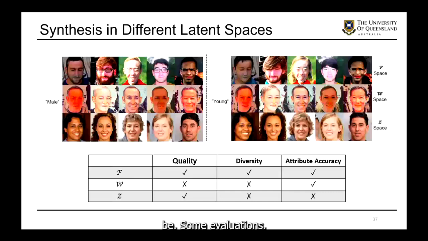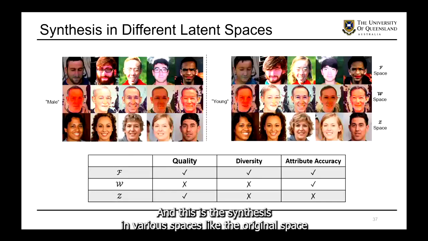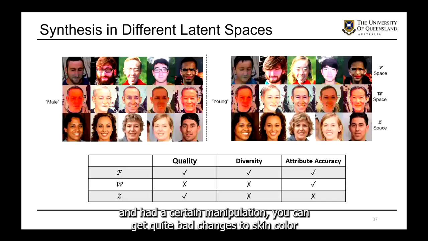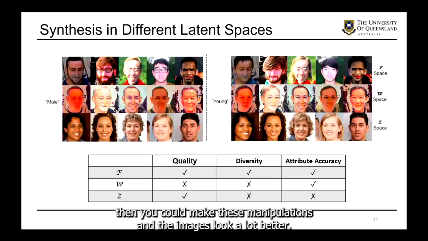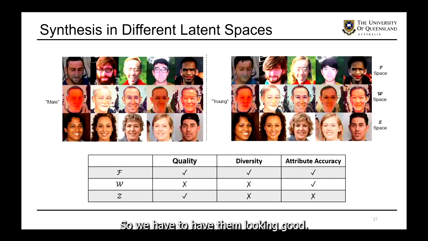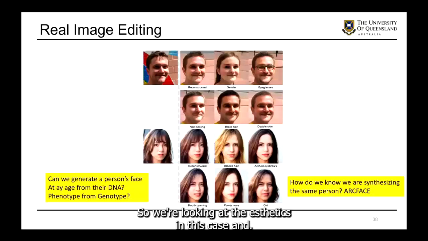There are some evaluations, and this is synthesis in various spaces, like the original space and, for example, the Z space. If you use the original F space and a certain manipulation, you could get quite bad changes to skin color and so on. If you use a better space, then you could make these manipulations and the images look a lot better. So we have to have them looking good. So we're looking at aesthetics in this case.